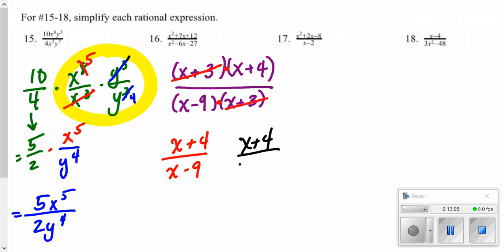I cannot, no, do that. The x's are connected with adding and subtracting. They aren't factors, they are terms. The red is as good as it gets.